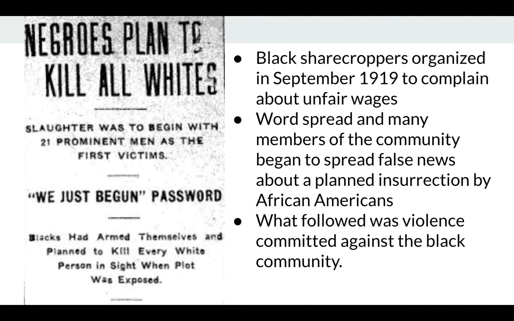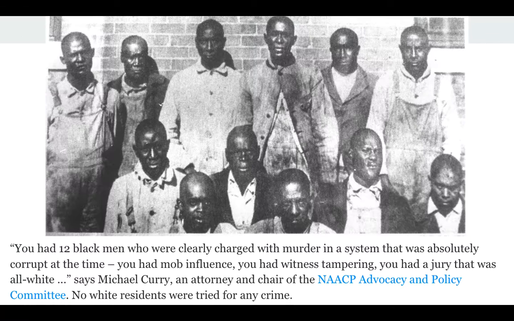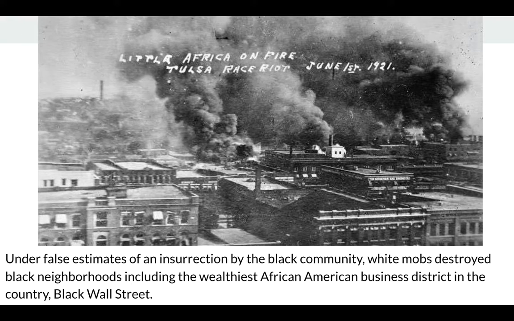Take a second to pause the lecture and read over the next couple of slides. Another devastating incident took place a few years later in 1921 in Tulsa, Oklahoma, where white rioters attacked the famous business section of Tulsa known as Black Wall Street.